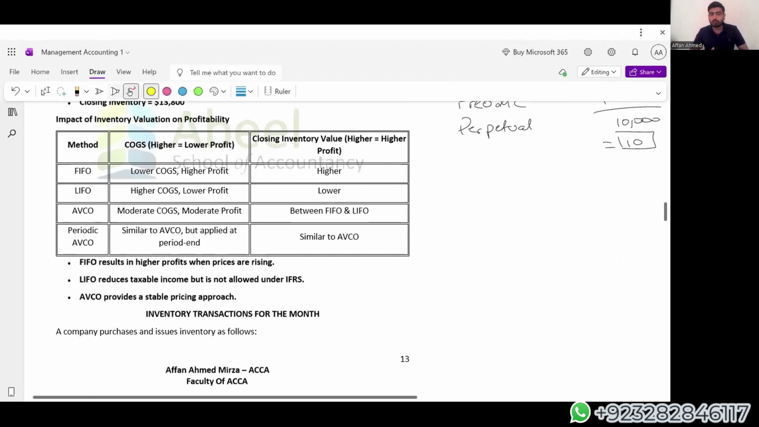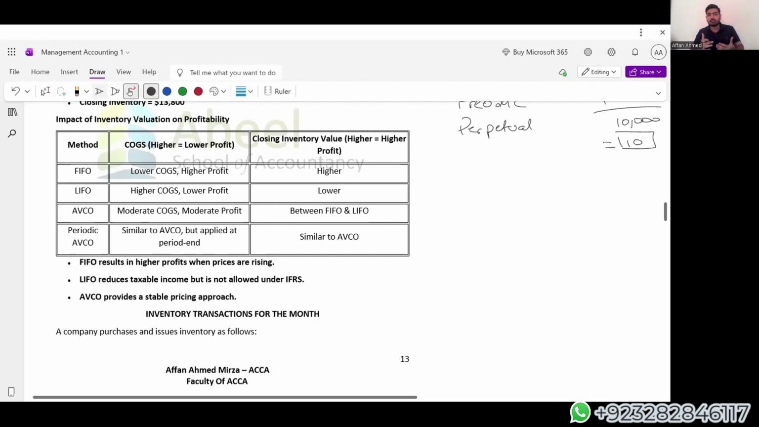Now let's move forward to the impact of inventory on profitability. This is important for you, not only because of costing, it is important for you in your financial accounting as well. So please be careful. Now, FIFO is a situation where we are having a closing inventory that is higher in nature.